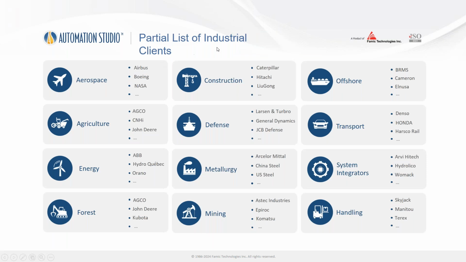Here is the partial list of industrial clients. In the field of aerospace, we have Airbus, NASA. In the field of agriculture, we have AGCO, John Deere. In the field of energy, we have ABB, Orano. In the field of forest, AGCO, John Deere. In the field of construction, Caterpillar. In the field of defense, Larsen and Toubro. In the field of metallurgy, China Steel. In the field of mining, Epiroc. For offers, transport, system integrators and handling, this is the partial list of our customers.